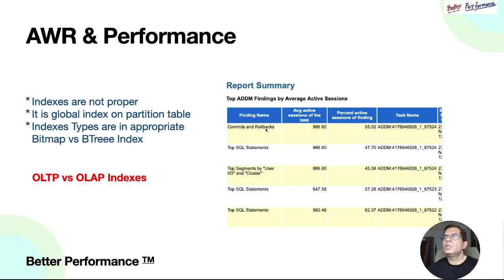Also, you can see here that commits and rollbacks have a very high percentage of active sessions. You can see that 55% is going to commits and rollbacks. So commits and rollbacks are higher, and also in the top SQL statements, insert statements are coming where IO and cluster waits are taking time. If we can reduce this, my database performance will be drastically improved.